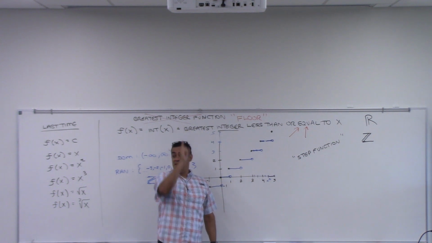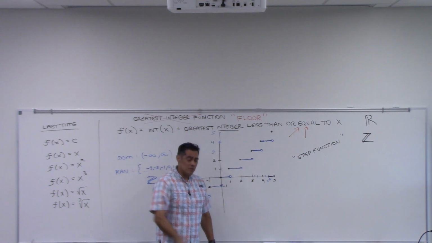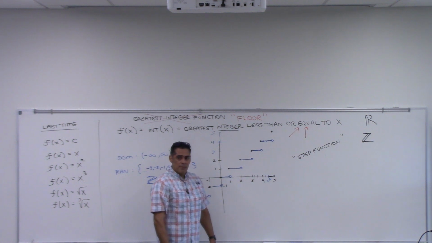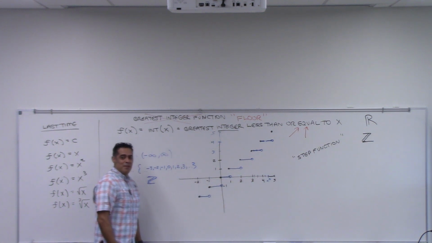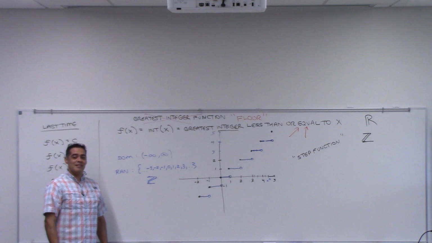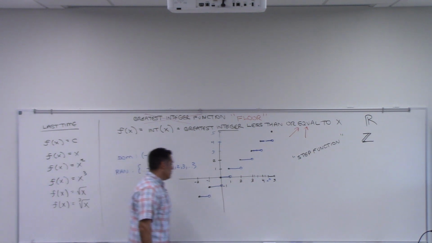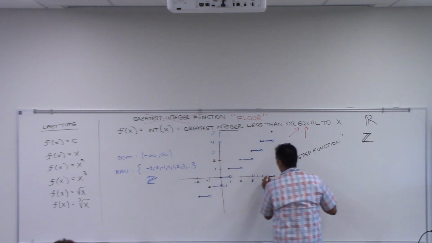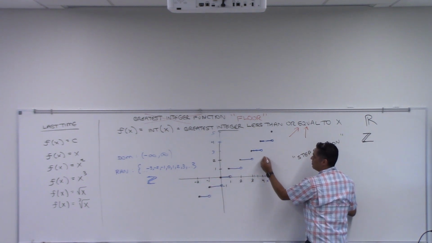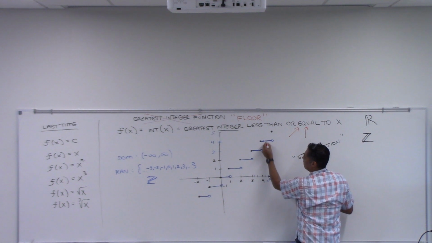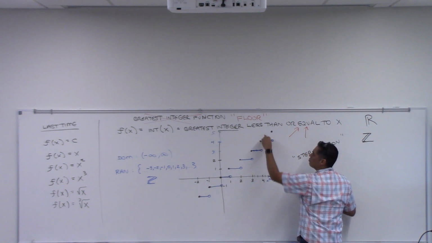It takes you up to the integer above it instead of the integer below. So the floor is the greatest integer less than or equal, and the ceiling would be the least integer greater than or equal. Wait, how would you graph that? What would it look like? I'll do it in red. At 4.5, where would you be? Instead of being here, we drop down for the floor.